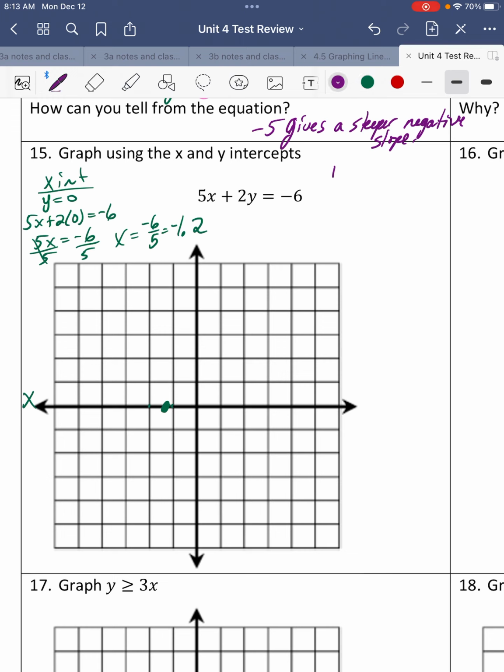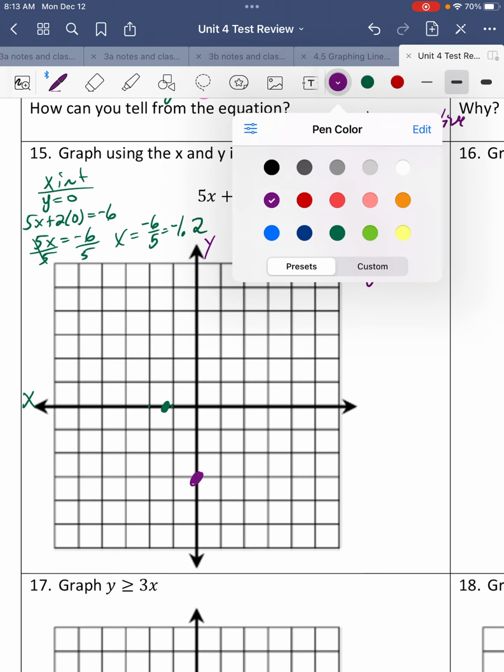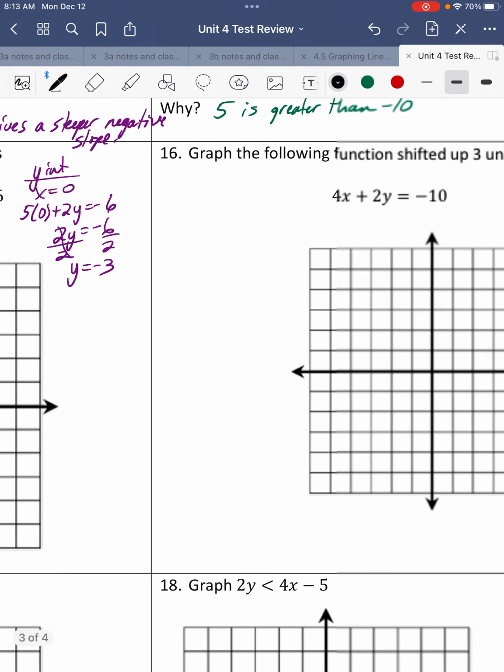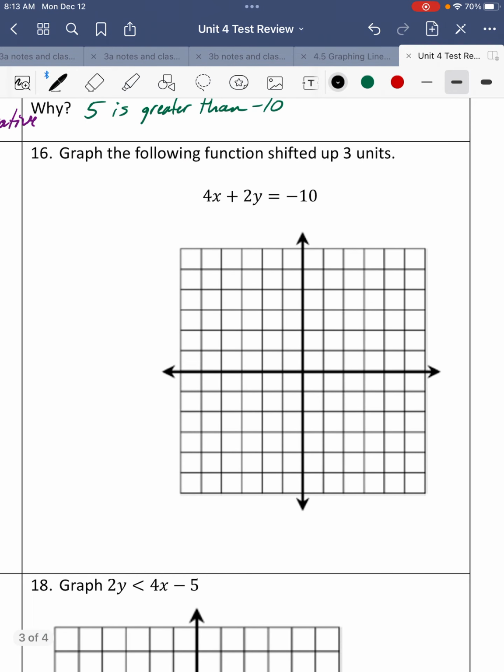Now we'll look for our y-intercept. To find the y-intercept, you have to set x equal to 0. 5 times 0 is 0, plus 2y is 2y, divide by 2, and our y-intercept is at negative 3. So we go on our y-axis down to negative 3, and now draw our line. You just need 2 points to graph. And there we go.